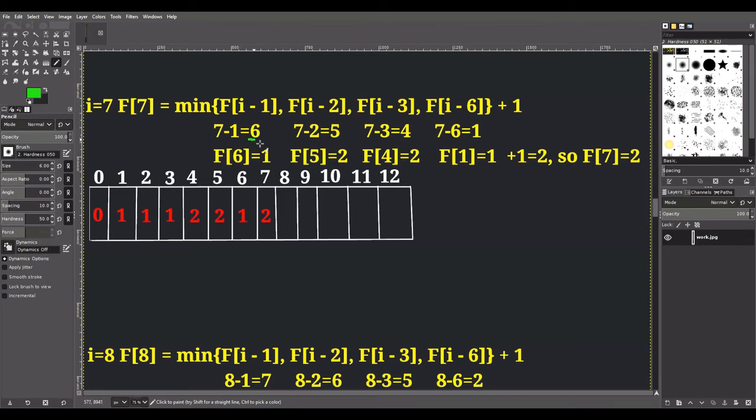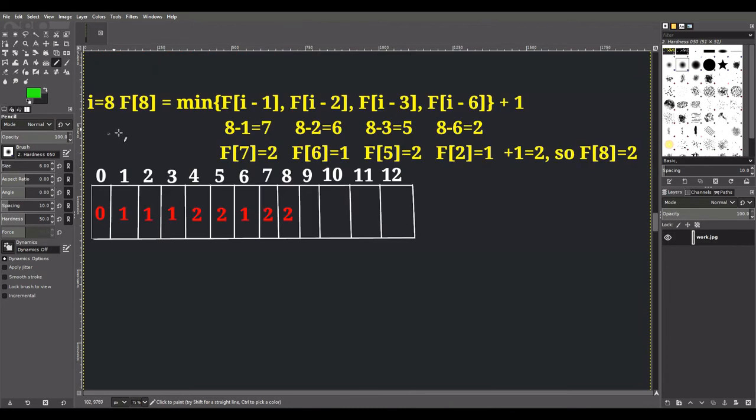So what's at this index 6? f of 6 contains 1, f of 5 contains 2, f of 4 contains 2, and f of 1 contains 1. And since this is the smallest value in this set, even though it occurs twice, we will choose it, add our 1 to it, so it equals 2, and set f of 7 equal to 2. So i equals 8.